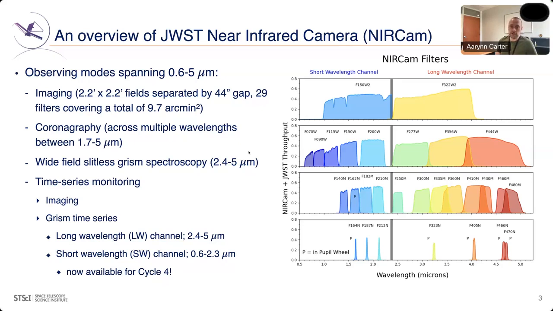Now, you can obviously do that in imaging, but really for some of the most interesting applications, you can use grism time series, where we make use of the long wavelength grism, so from 2.4 to 5 microns, to access exoplanet transits or variability. And now the real change is that we have this short wavelength grism capability. Before we could do short wavelength photometry, and now we can do spectroscopy simultaneously to the long wavelength that is available for cycle 4.